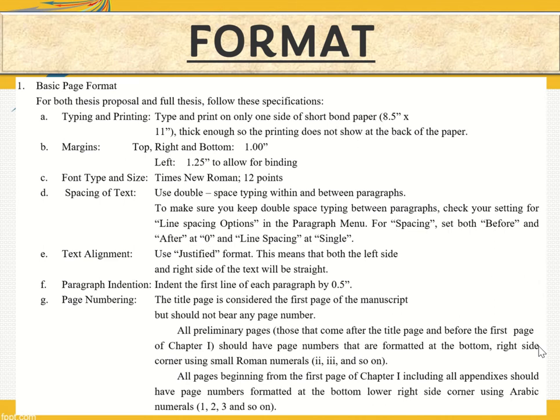Now, for my EAC students, here's our thesis format. I already discussed this format to you in my thesis writing lecture. So I just included here again the format, so you will be guided as you write your thesis or as you encode your research paper.